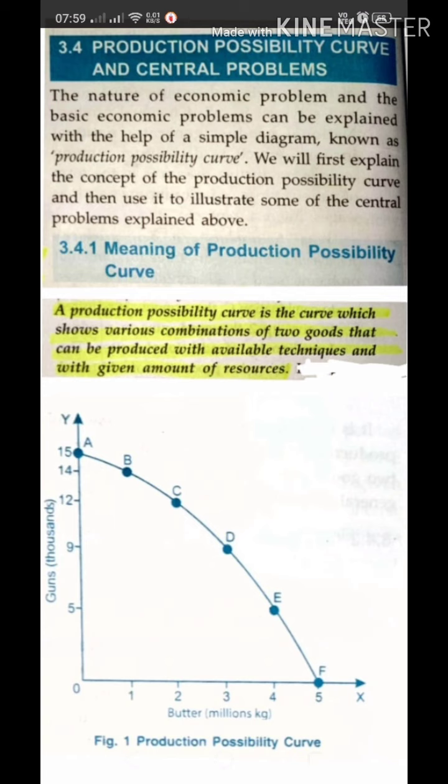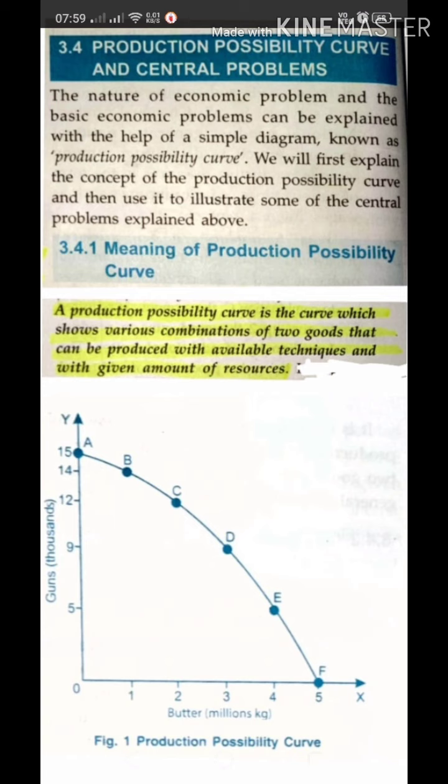Now let's understand the production possibility curve with regard to central problems. The nature of the economic problem and the basic economic problem can also be explained with the help of a single, very simple diagram, which is known as the production possibility curve. We will first understand the concept of the production possibility curve.